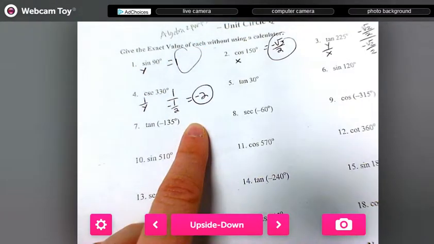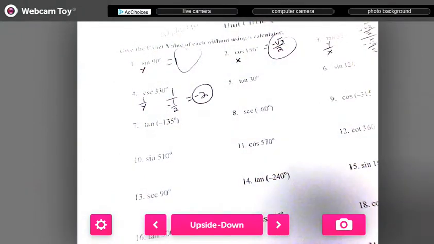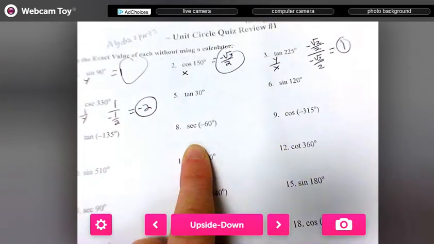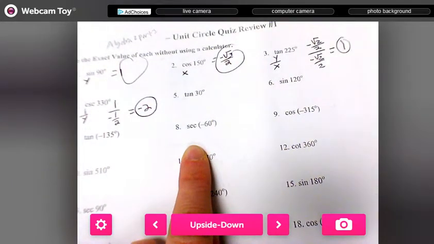Okay? Let's do secant, and let's do a negative number for secant. Let's do a negative number because I heard Jalen just freak out that we have negative numbers. Okay, so there is none on this. How do we figure out the negative numbers?